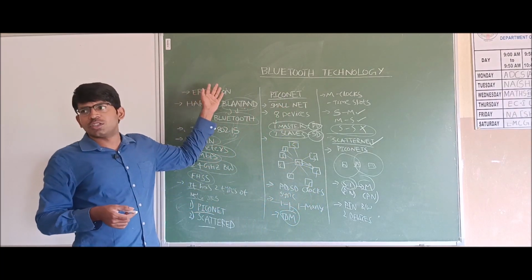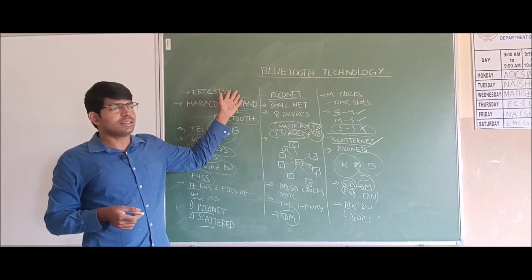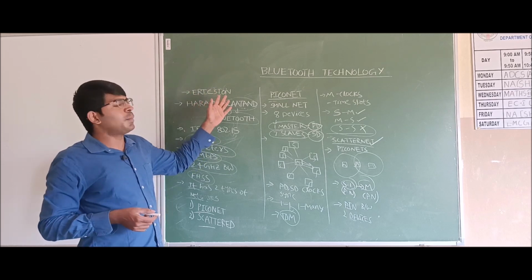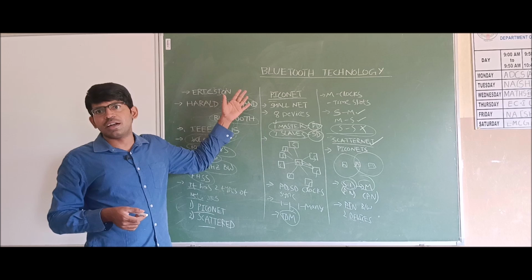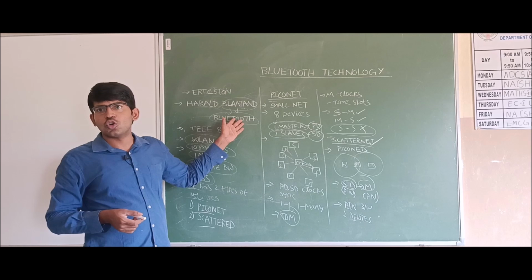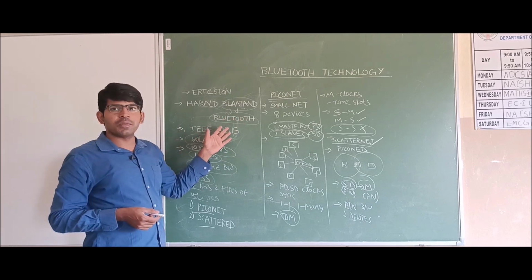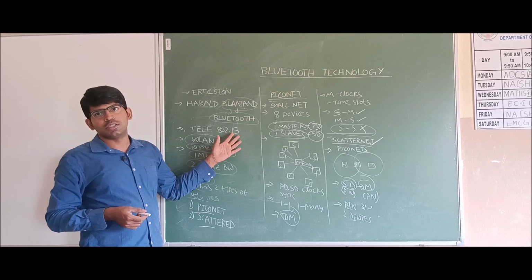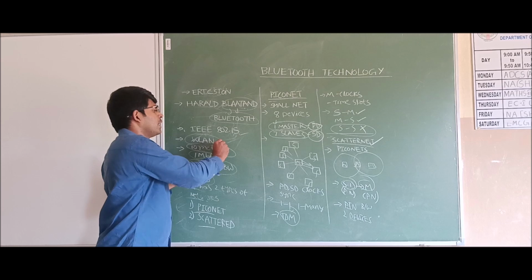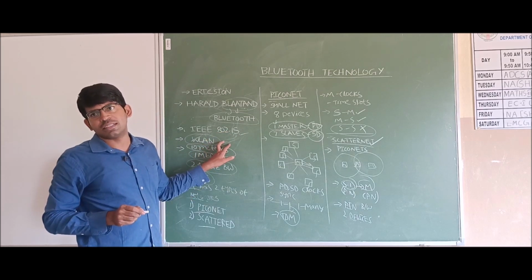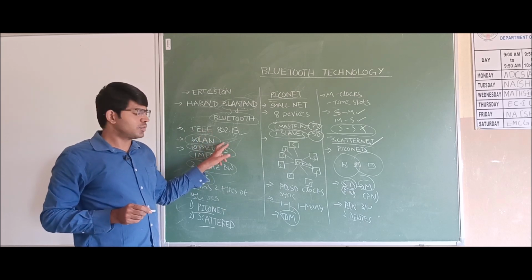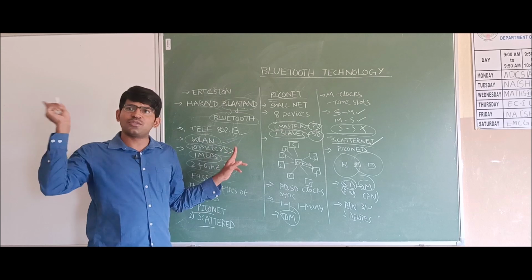So Bluetooth technology was introduced by which company? Ericsson. It was named with the name Harald Blatand. He was the king of which country? Denmark king. Bluetooth means in English? Bluetooth. Who gave the standards for Bluetooth technology? IEEE 802.15. Is it a LAN or WAN technology? LAN technology. Wireless or wired? Wireless. What is the range for connectivity?